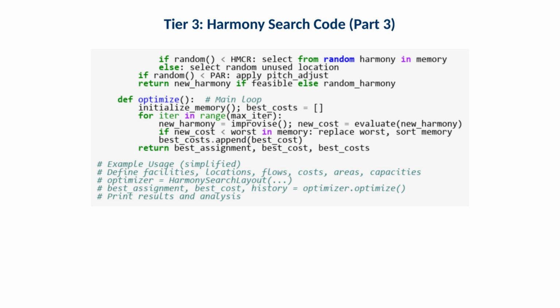This portion shows improvisation and optimization. For each facility, the algorithm chooses an assignment from memory with a probability given by the memory considering rate, otherwise it explores randomly. With a probability given by the pitch adjusting rate, it performs a small local change such as swapping two facilities. Over iterations, it keeps better solutions and replaces worse ones.